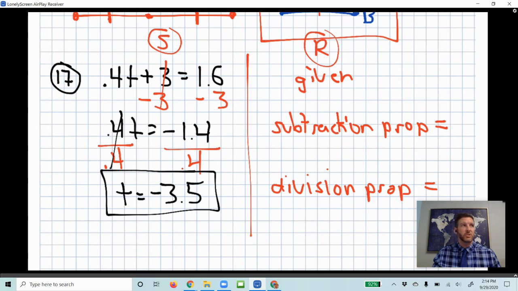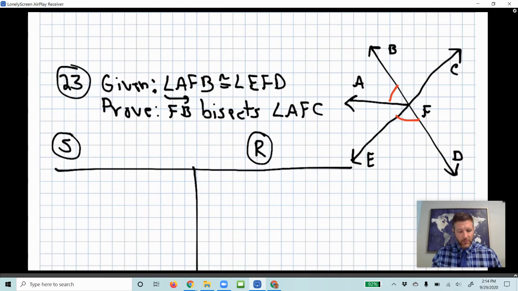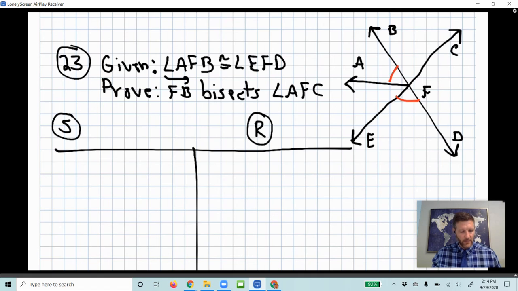Practicing giving reasons as you work your way through algebra problems, teaching us how to do proofs. Alrighty, and the last one, 23, a full proof, that I've written the given and the prove and provided the picture.